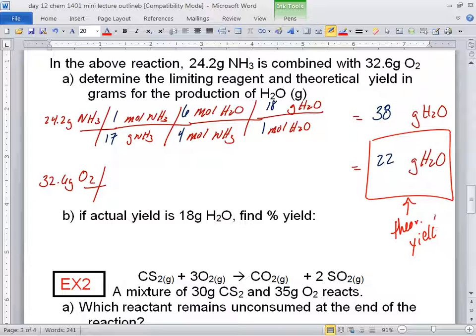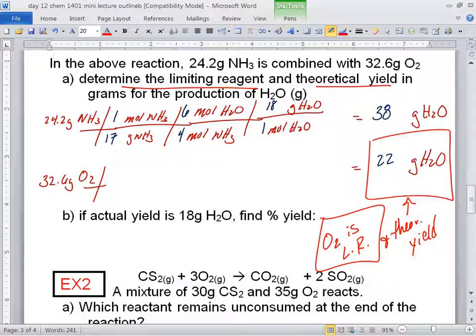So hopefully you got about 22 grams for the theoretical yield of water. And then you identified oxygen as your limiting reagent, right? Those are the two answers that it wanted. It wanted theoretical yield and determine limiting reagent. So you have to say somewhere O2 is a limiting reagent. So those are the two answers that it wanted.